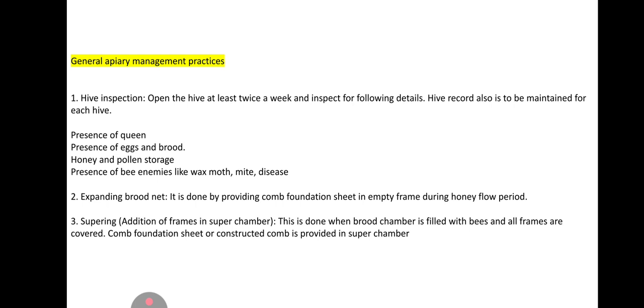So general apiary management practices include hive inspection, means you should always see whether the queen is present, whether eggs and broods are present, and how honey and pollen storage is happening. Then presence of bee enemies like wax moth, mite, and other diseases. Then expanding the brood nest. This is done by providing comb foundation sheets in empty frames during the honey flow period, means additional sheets are always provided here if there is a larger number of bees.